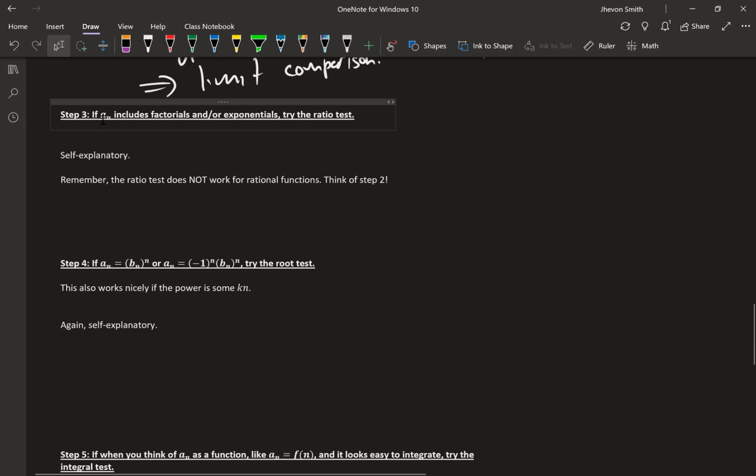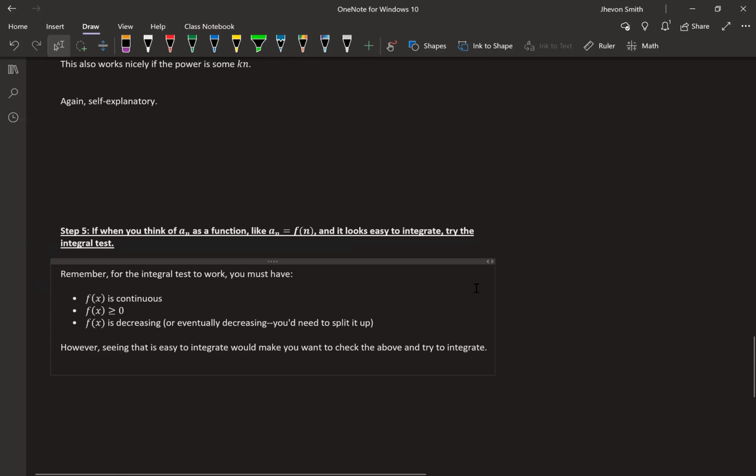Now, as I mentioned here, if your a_n includes factorials or exponentials, try the ratio test. Pretty self-explanatory, so nothing really else to say there. If your term looks like something to an nth power, do the root test. Again, self-explanatory, nothing to say there. You're just looking for a certain form. And also remember, both of these will give you the same conclusion. So if one doesn't work, the other one is not going to work. So don't waste your time going over it.